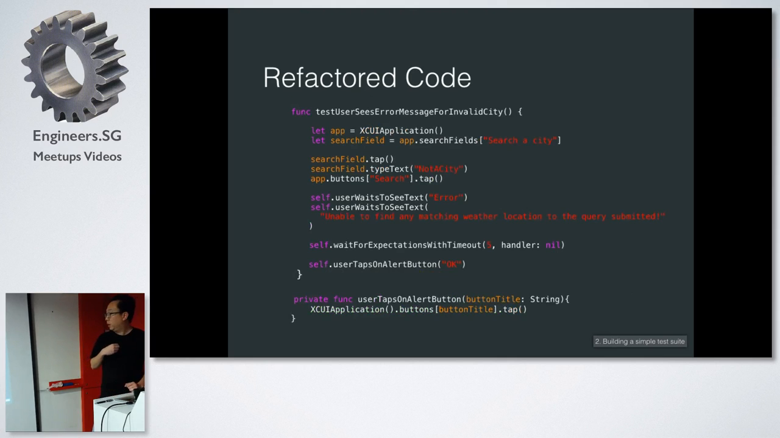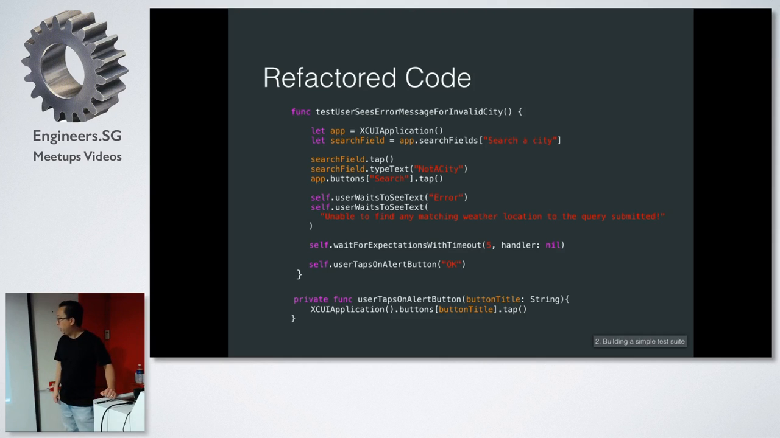So for the invalid city, we have the same thing, app equals XCUIApplication. We get the search field, we tap on it, we enter the value using typeText, and then we tap on the search button. And again, we use the helper function, waits to see text, we have error, unable to, and then we wait to see, unable to find any weather location to the query submitted.